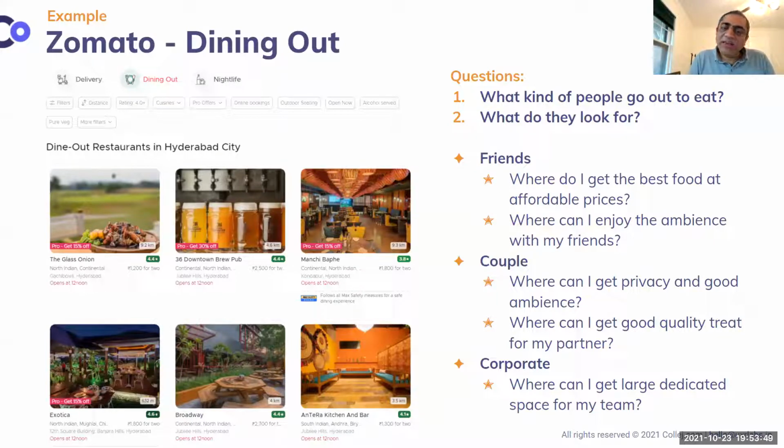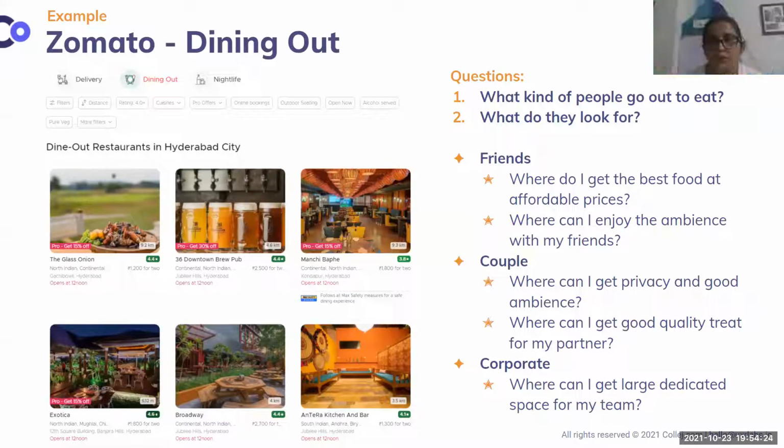Now, can somebody tell me, knowing that you have these three different groups, what are the needs and what are the behaviors that each of these three different groups would exhibit? Feel free to type it in or even unmute yourself. We have a fairly small group, so you should be able to unmute yourself. The only thing is when you're done speaking, just mute yourself back.